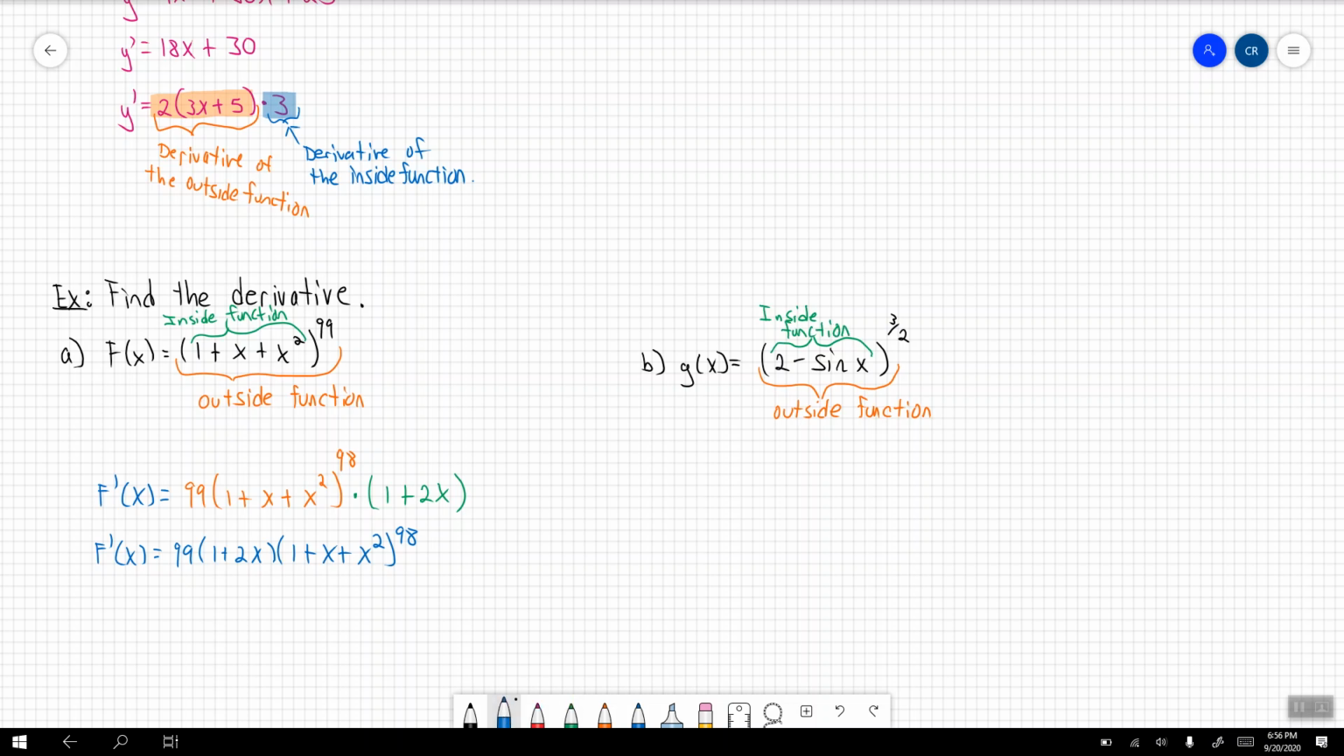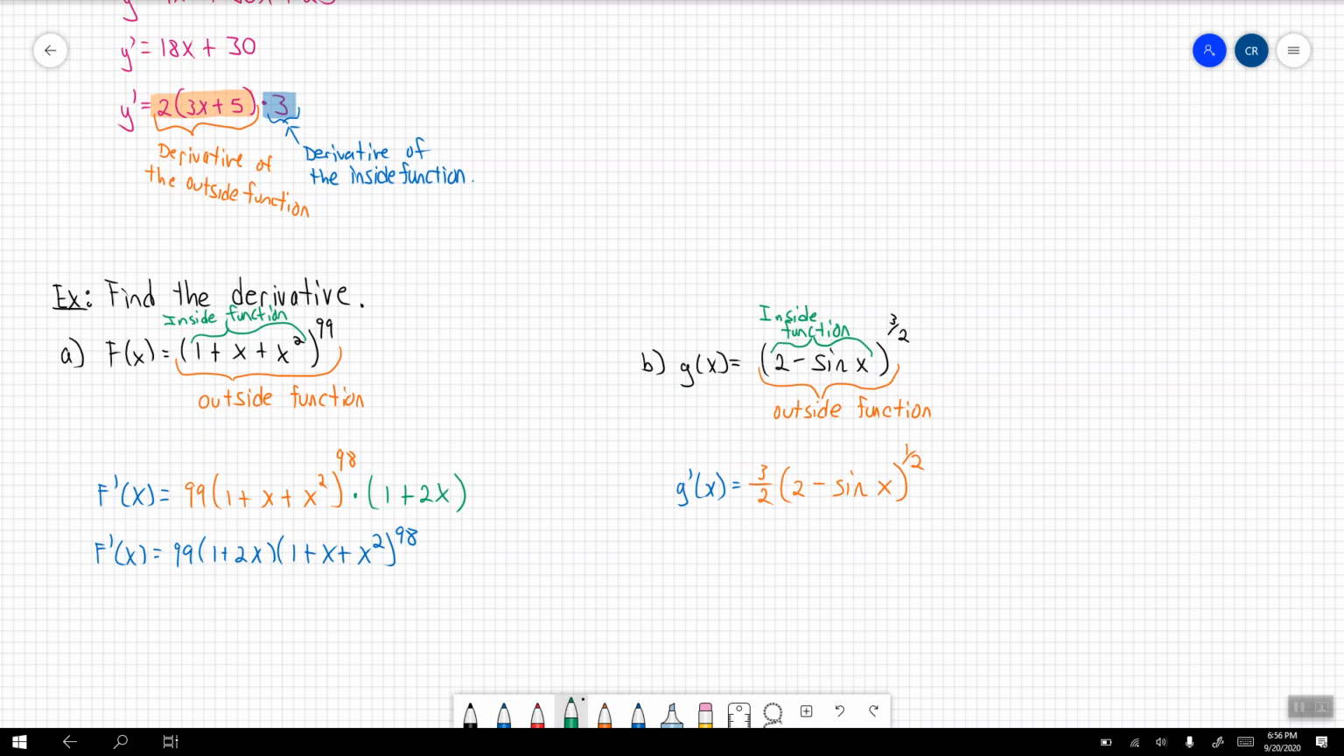So in order to take this derivative, we're going to take the derivative of the outside function first. You're going to notice the outside function is just a nice power rule. So when we take that derivative, you take the exponent, you drop it forward, you keep everything inside of that function the same. So 2 minus sine of x. Subtract 1 from the exponent. 3/2 minus 1 should get you 1/2.